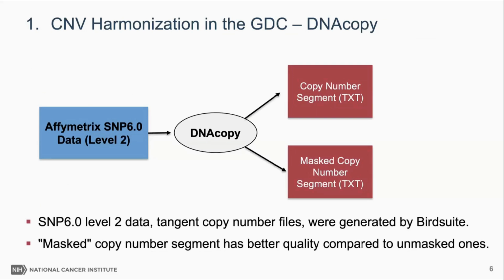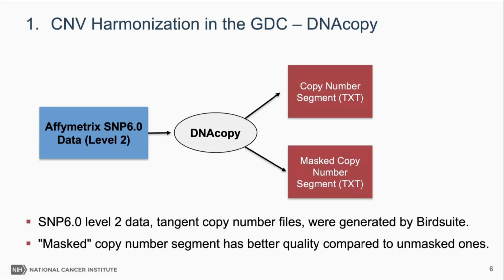Next slide. The first workflow was called DNAcopy. This one was used only for TCGA and TARGET, and is based on the SNP6 data as mentioned. The input is not the original raw CEL file from the SNP6 array, but instead it's the intermediate call product called tangent copy number files generated by the TCGA working group using Birdsuite. The workflow produces two main outputs, one called copy number segment, and the other called masked copy number segment, both of which are log-scaled segment mean values, so they are not integer values.